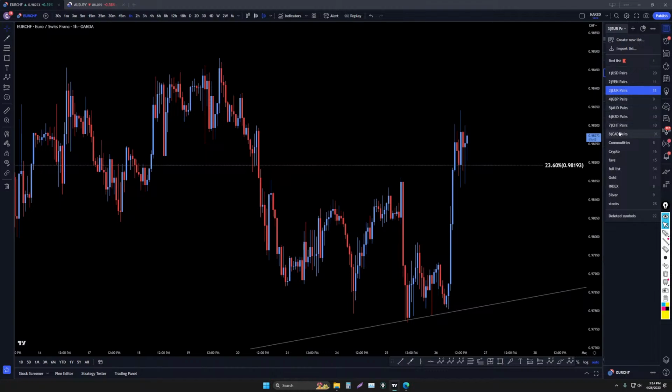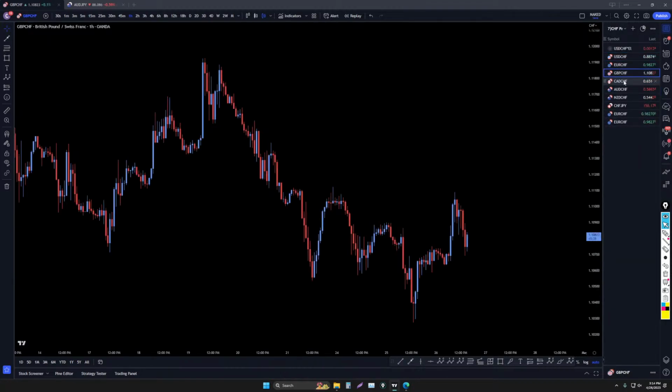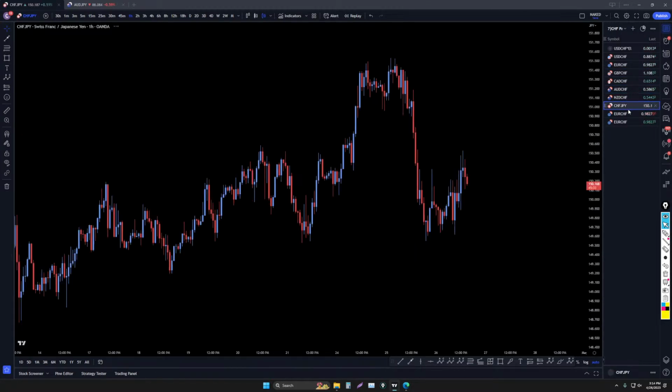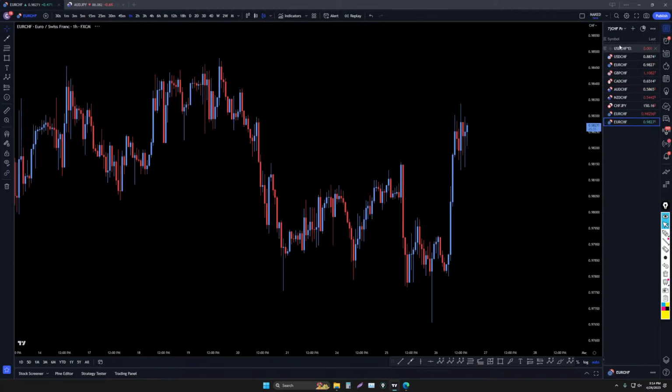And is that a Euro move, or is that more of a Swiss move? I think it's more the Euro that's causing that. The Euro has been very strong. So yeah, we got the Euro Swiss. We got silver already. So let's go look at oil and natural gas.